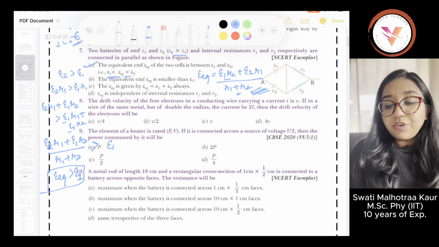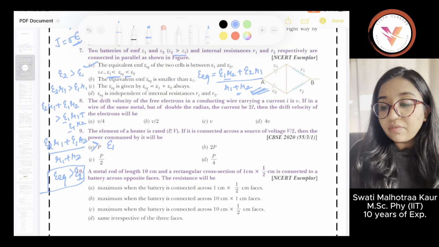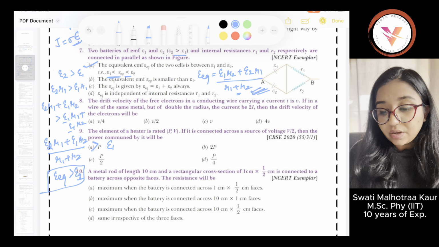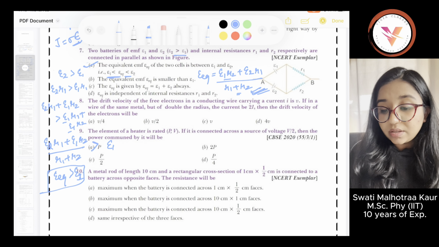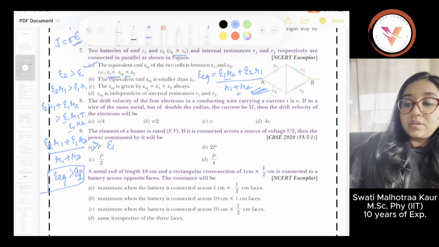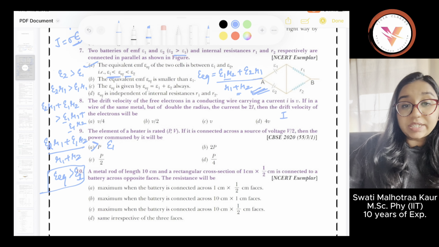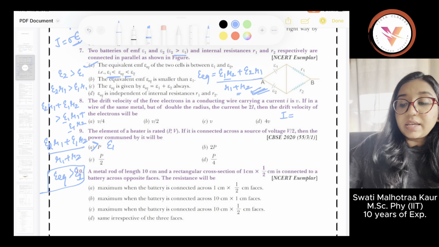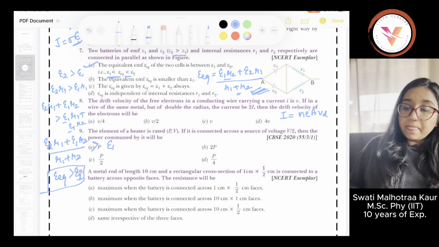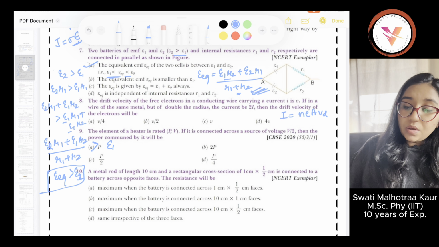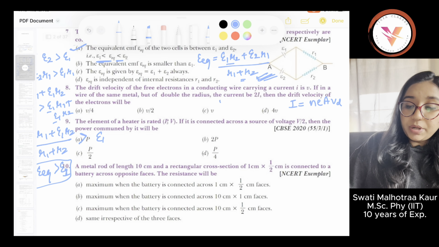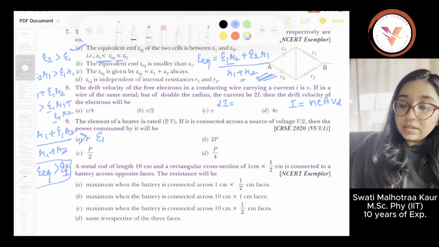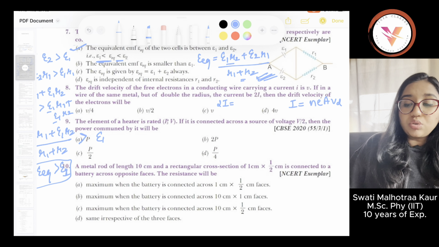Next, the drift velocity of a free electron in a conducting wire carrying current I is V. If in a wire of the same metal but of double the radius the current be 2I, then find the drift velocity of the electron. So the relation between I and drift velocity, which is a very important relation, is I is equal to N E A VD. Okay, now what they are saying is that the current is double. Let's take the current to be 2I. And the radius is also double.